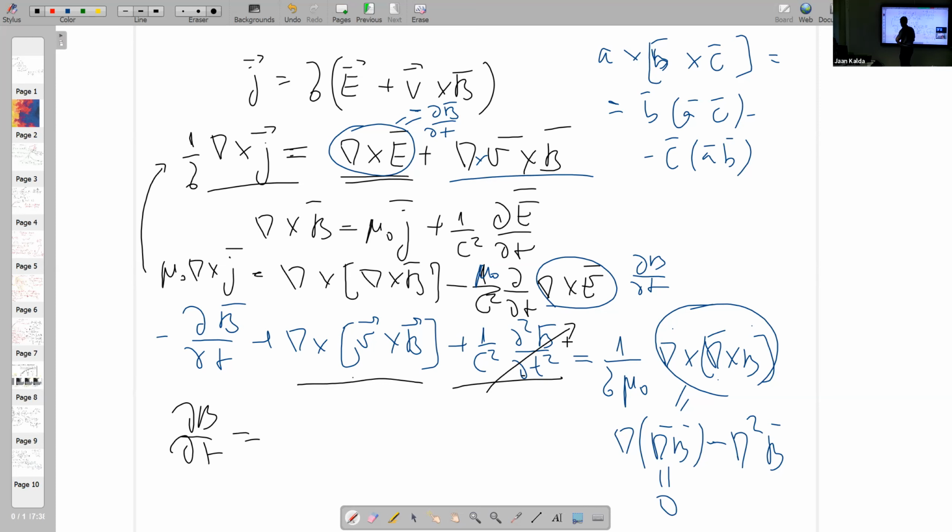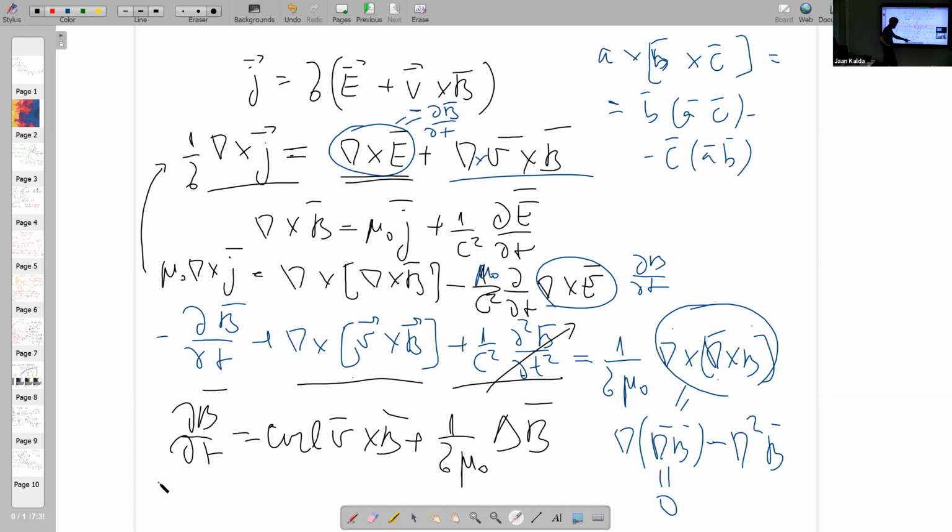And then I have dB over dt equals curl, let us make it like a curl of V cross B, plus 1 divided by sigma mu naught, and Laplacian of B. And so is this now somewhat familiar to you, this equation what we have? If we did not have this term over here, then we would have diffusion equation for B.